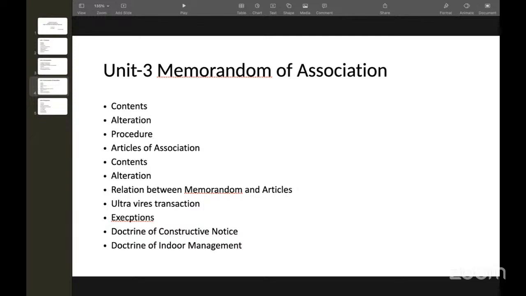Next is capital clause. This clause specifies the company's authorized capital and the division into shares. For example, a company with an authorized capital of rupees 10 lakh may divide it into 1 lakh shares of rupees 10 each. Next is subscription clause. This clause lists the initial subscribers to the MOA who agree to take up shares and contribute capital. For example, if there are 5 subscribers, each must agree to take at least 1 share.